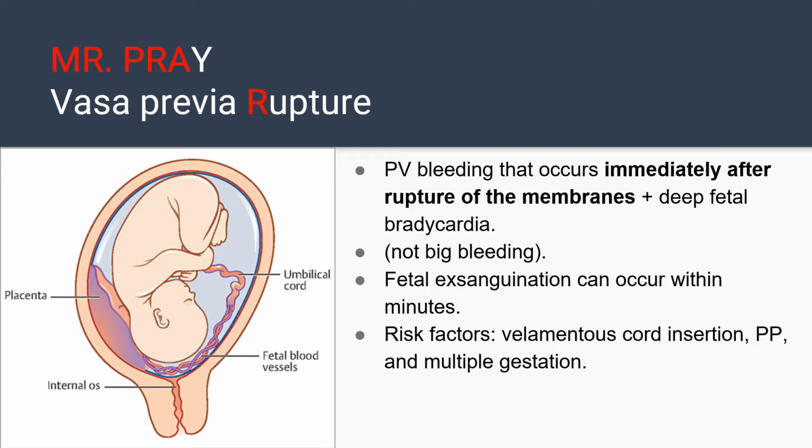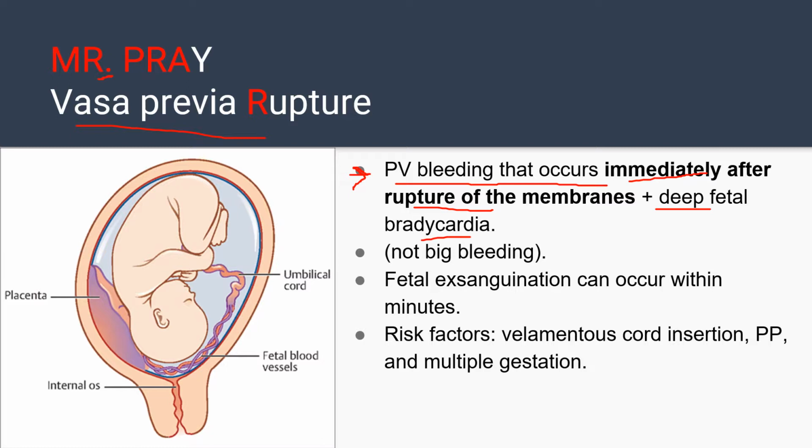So after the uterine rupture, we will talk about the vasa previa rupture. It's the second rupture, that is the second R. The vasa previa rupture has a very marked and important risk factor, that is the velamentous insertion of the cord. The clinical presentation is a PV bleeding that occurs immediately after the rupture of the membranes. And also you have associated a deep fetal bradycardia or asystole.